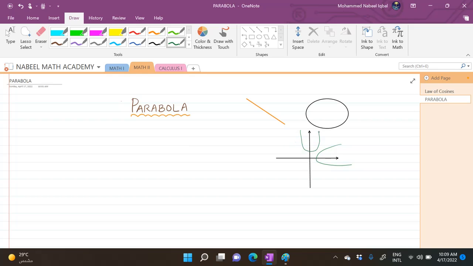You will find four different types of parabola, which open upward, rightward, leftward, and downward. This is symmetric about the y-axis, and this is symmetric about the x-axis. We will discuss them one by one. Before going to this, we will write the formulas of the parabola.